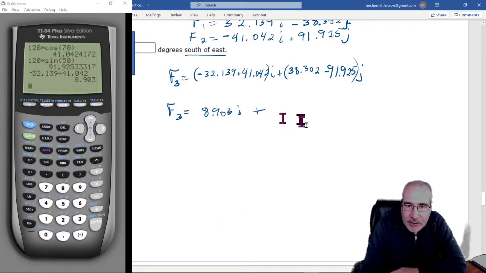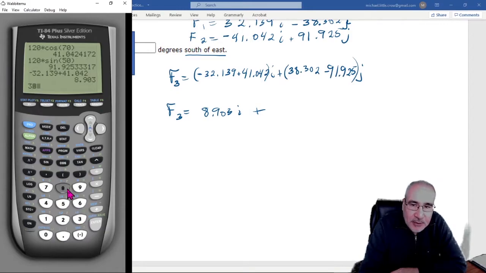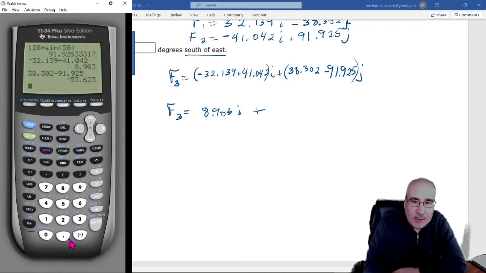I could go ahead and change that to negative. I know it's going to be negative, but let's just do it first. 38.302 subtract 91.925. Okay, so that's going to be, yes, exactly 53.623 in the J component.